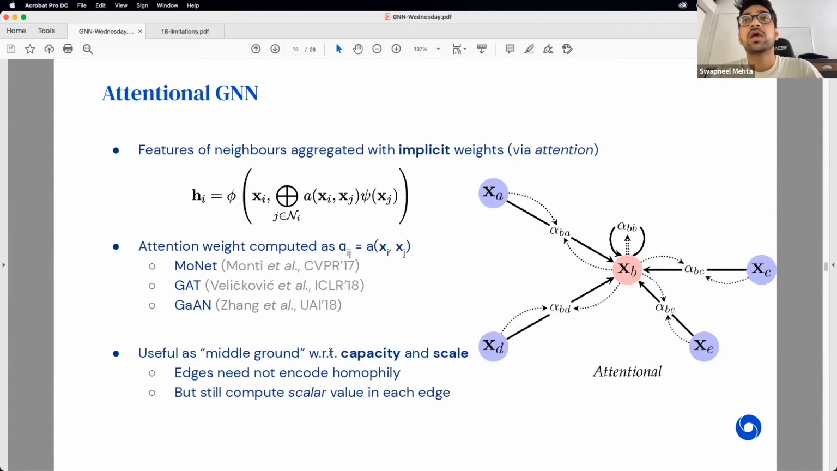Okay. What you care about when it comes to attention weights is that it is useful as a middle ground. You are slightly increasing the capacity, slightly compromising on the scale because you still have neural network based attention to calculate. There is this matrix of weights that undergoes updates. So edges need not be homophilous, need not be of a similar type, but you're still doing the scalar computation of matrix multiplication on each edge.